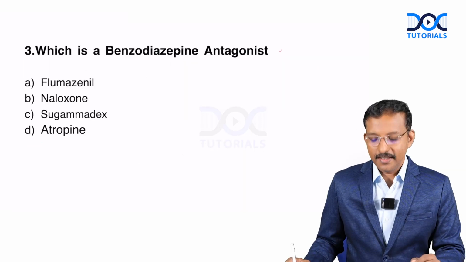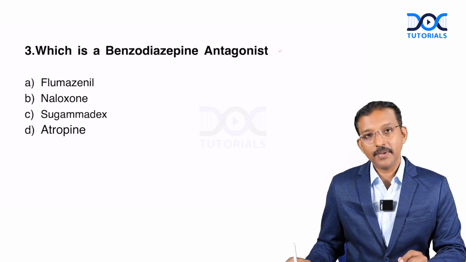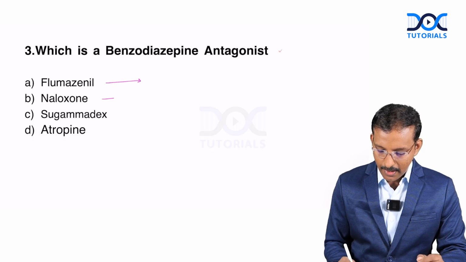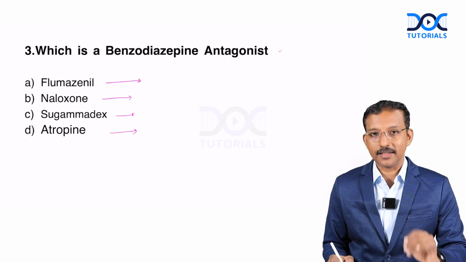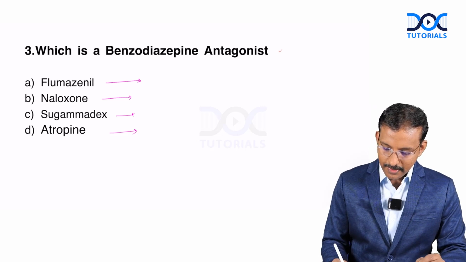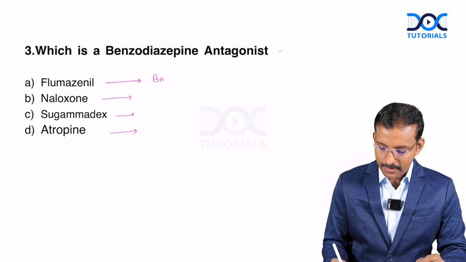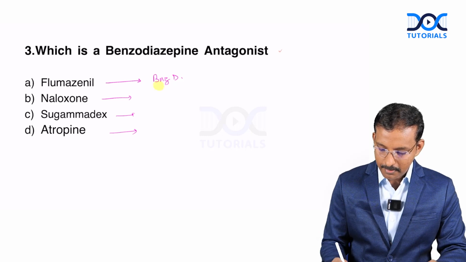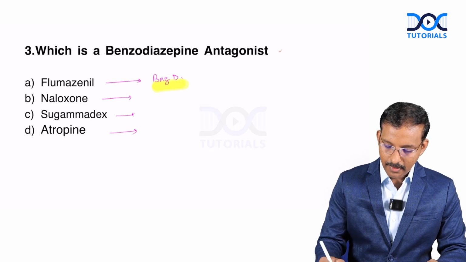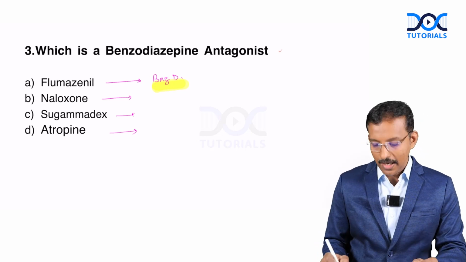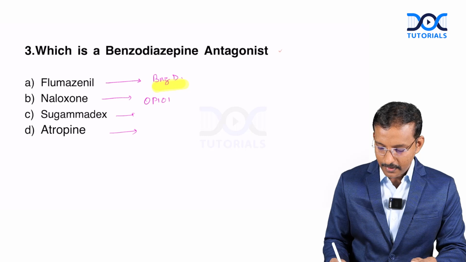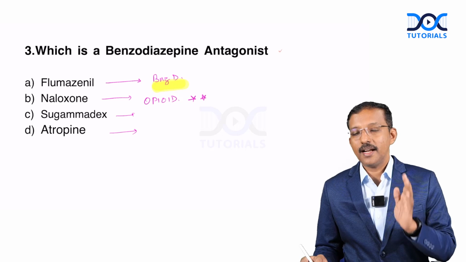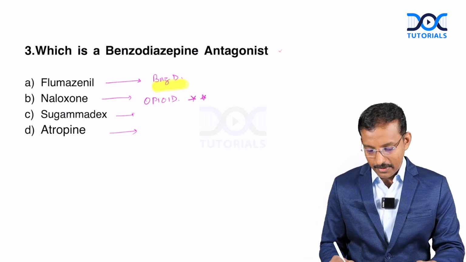Okay, coming to the third question, here the question is, which is a benzodiazepine antagonist? In this case, we should know what are the drugs given. See, flumazenil, naloxone, sugammadex and atropine. These are the 4 drugs. Flumazenil, as you know, it is a benzodiazepine antagonist. This is a very common repeat question which has been asked many times. Benzodiazepine antagonist, flumazenil. Okay. Now, the next one is naloxone. Naloxone is an opioid antagonist. This is also a repeat question which has been asked multiple times. So, I hope you will remember this. Naloxone and flumazenil. Okay. Now, third one is sugammadex.